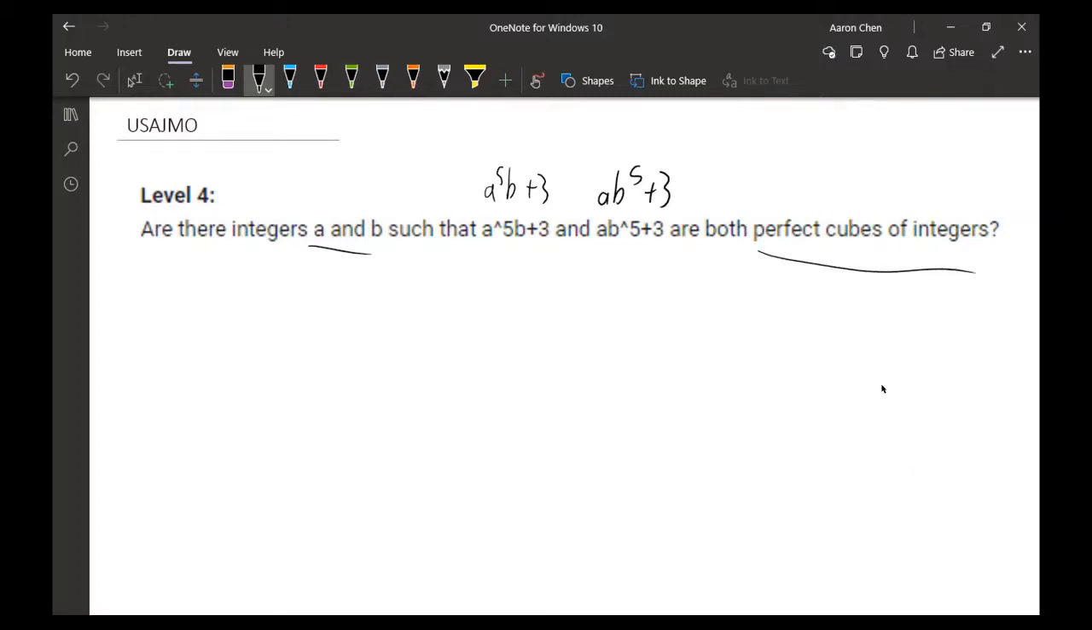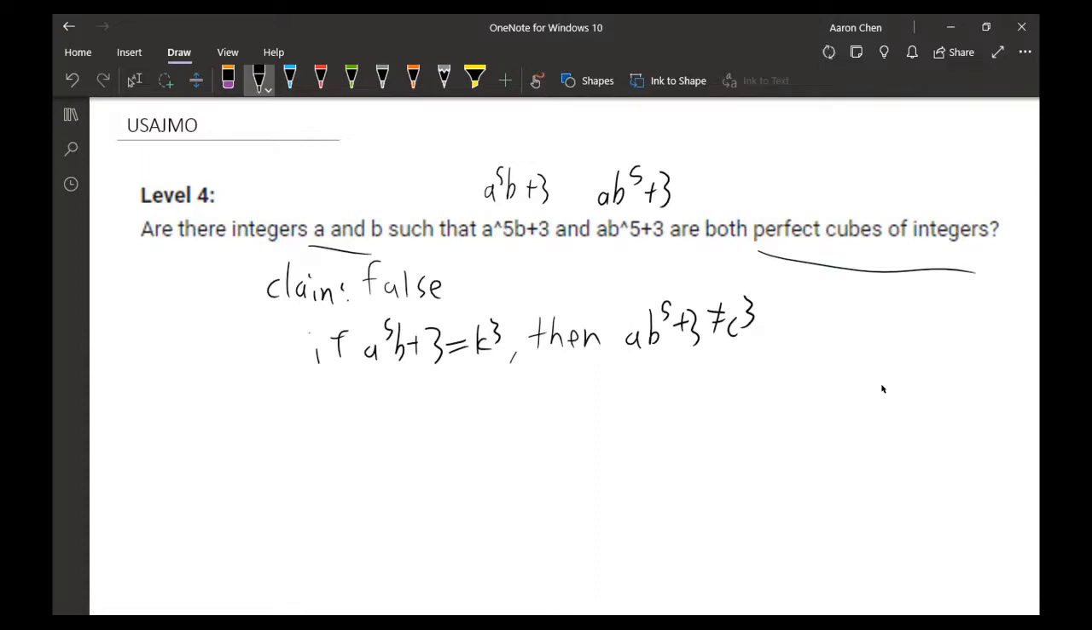Okay, and so first of all, I claim that no such integers exist, and to do so, I'll just prove that if a to the 5th times b plus 3 is equal to some perfect cube k cubed, then that would force ab to the 5th plus 3 to be unable to be a perfect cube.